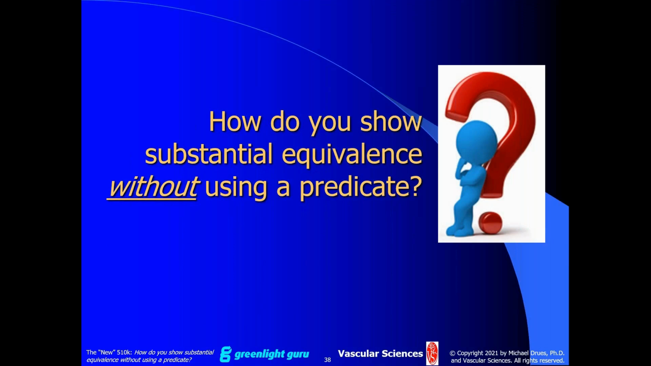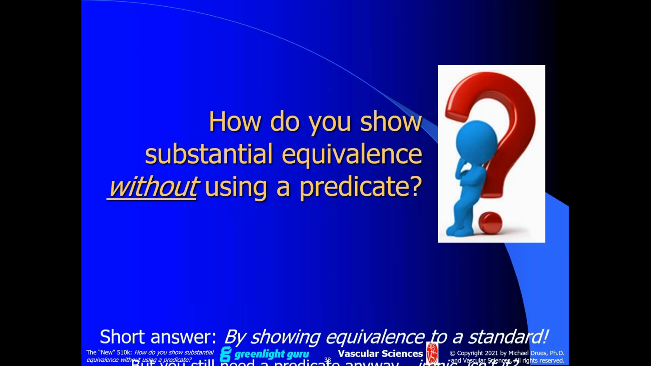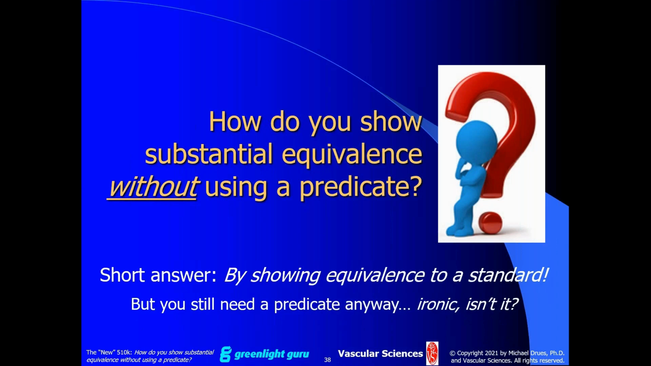So how do you show substantial equivalence without using a predicate? As we talked about before, you show substantial equivalence to a standard, and since the other devices in that product code presumably also meet that standard, then your device is substantially equivalent to those. In other words, as I said earlier, the regulatory logic is if A equals B and B equals C, then A equals C. But you still need a predicate to demonstrate substantial equivalence of labeling, of technology, and so on. Ironic, isn't it? Yeah, it's definitely ironic, maybe even a little bit hypocritical, but that's the regulatory logic of the SP 510K.